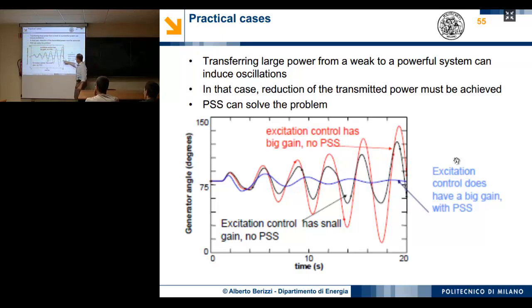The red one is the case when you don't have this additional signal. The blue one is the case with the PSS. So the PSS has the goal of damping low frequency oscillations, and it's one of the signals provided by the excitation system.